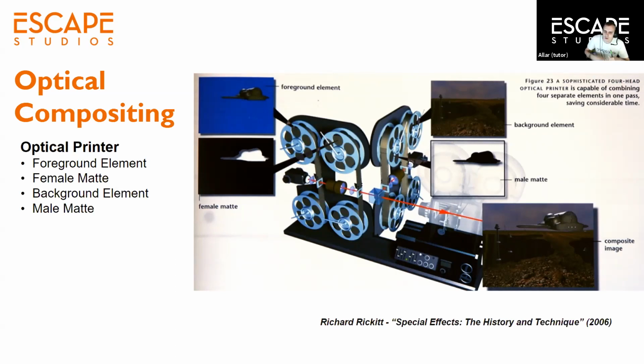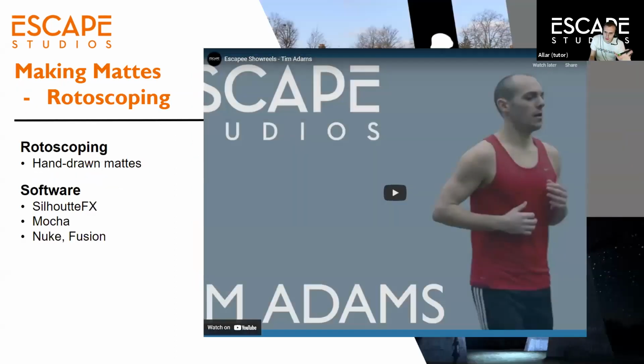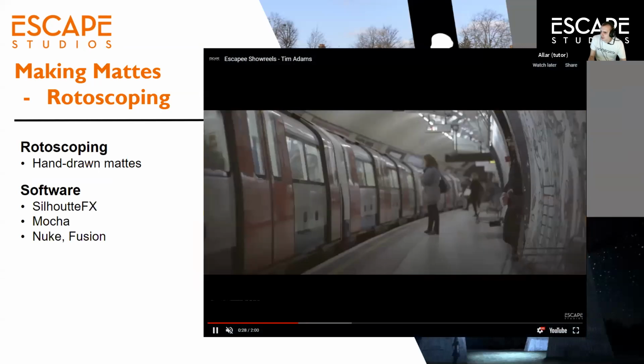So quite often that happens behind the scenes. Although if you understand how it works, you can also use it to your advantage on occasions where we do keying and things, which I will cover in a moment. So how do we get those mattes?